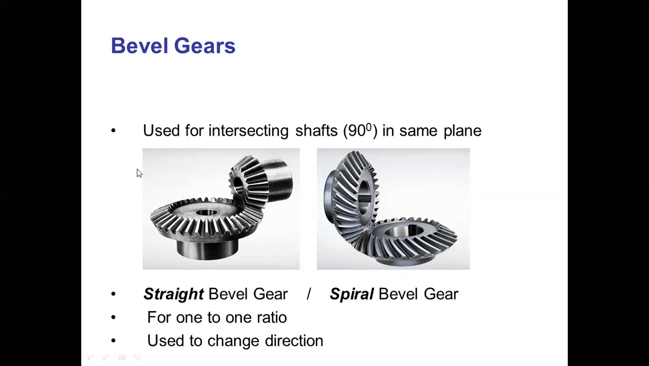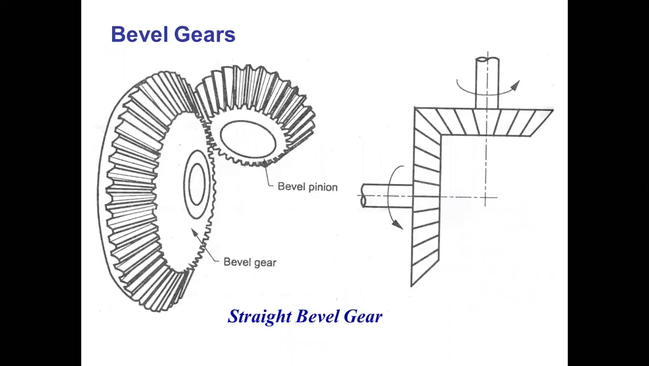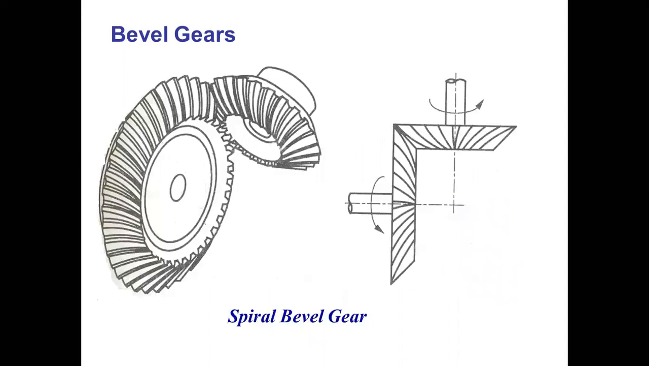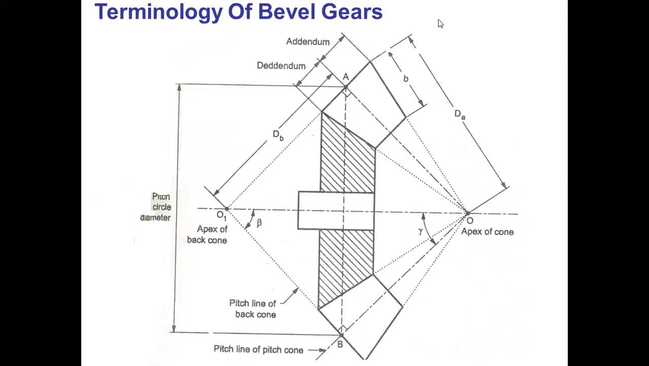Okay, now we will see, this is the straight bevel gear. The teeth are straight. Then the spiral bevel gear, if we see, the shape of the teeth is spiral. Now we will see the terminology used in a bevel gear. What is the terminology of the bevel gear?